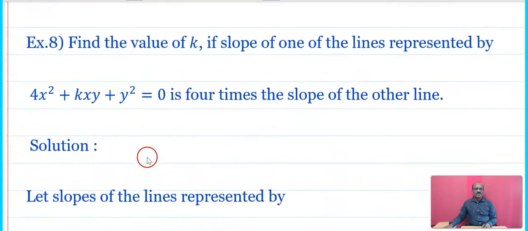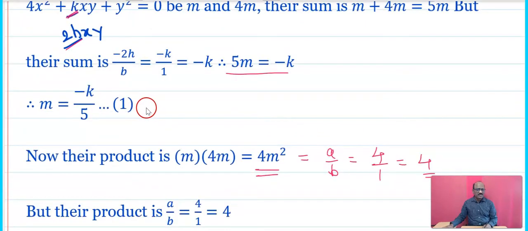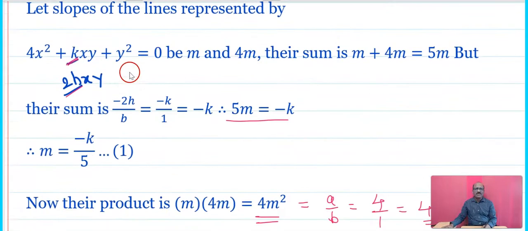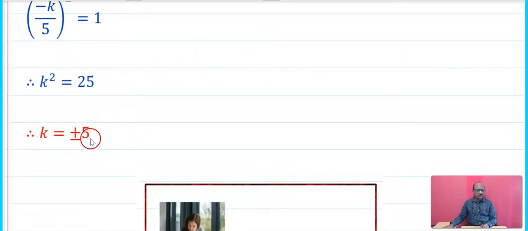What about equations 1 and 2 together? Equation 1 is m = -k/5, and equation 2 is m² = 1. Substituting m = -k/5, we get (-k/5)² = 1, and on squaring we get k² = 25, and hence k = ±5. In this way we have completed all the solved examples and the theoretical part.